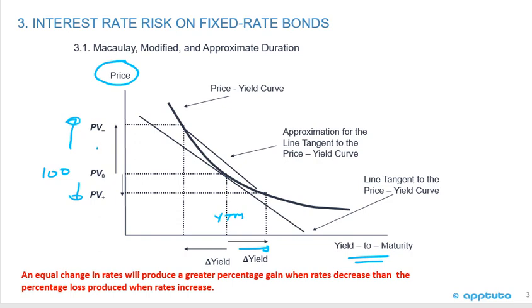We looked at an LOS where the learning outcome statement was identify the relationships among a bond's price, coupon rate, maturity, and market discount rate, yield to maturity. Now we did that in the introduction to fixed income valuation, but we didn't deal with the graphs. Now we are. We learned in that learning outcome statement that an equal change in rates will produce a greater percentage gain when the rates decrease than the percentage loss produced when rates increase.